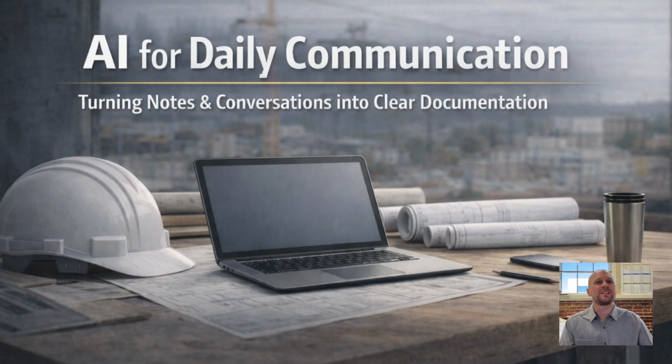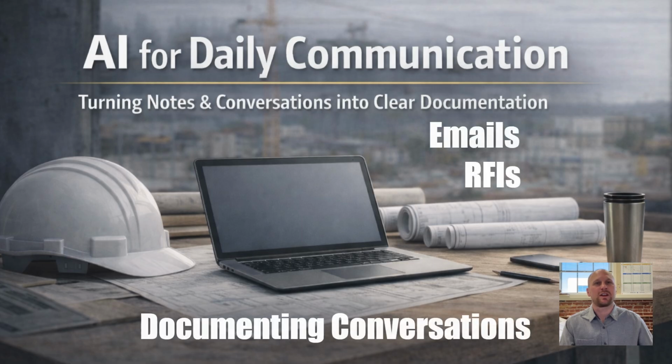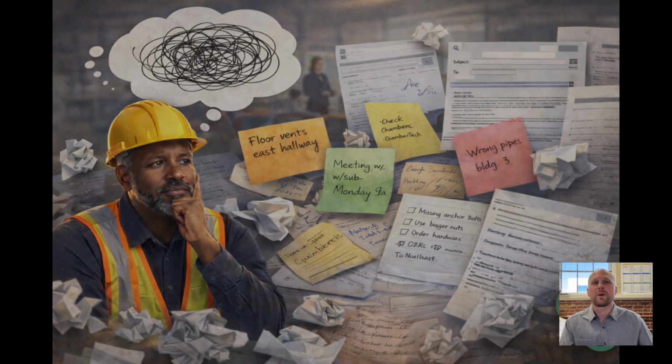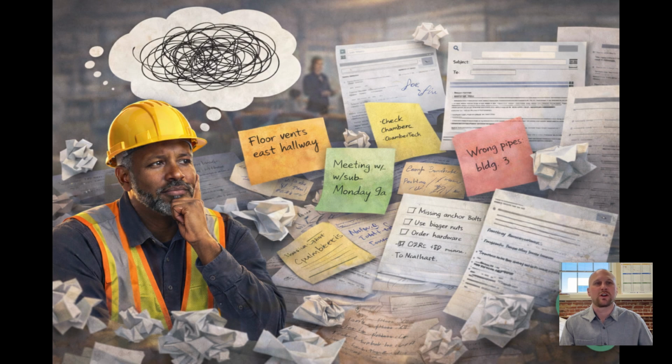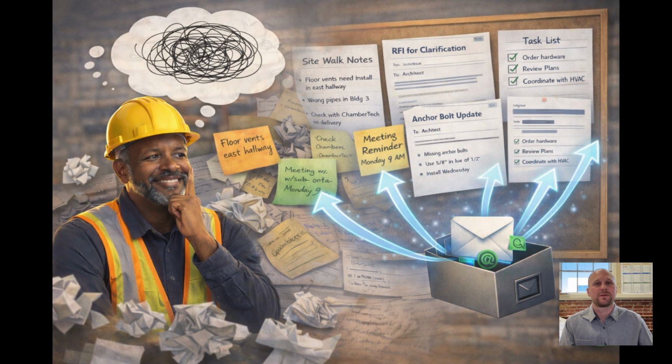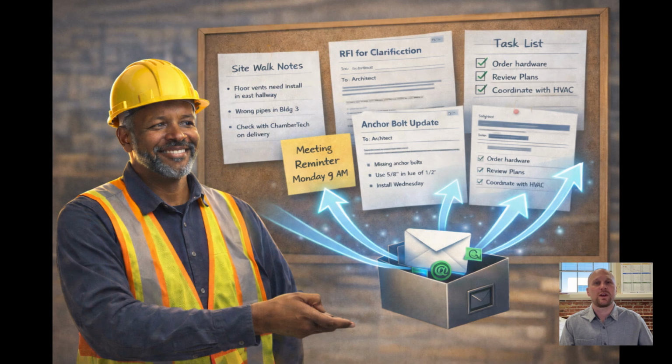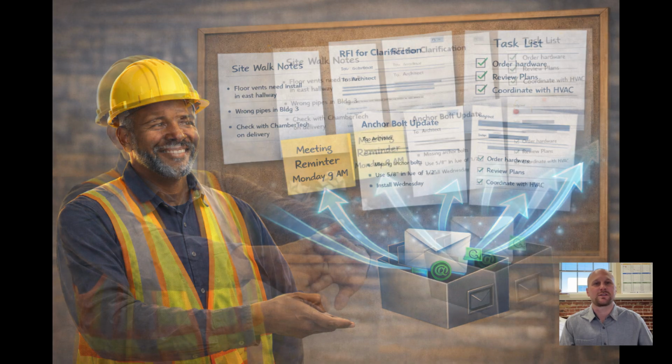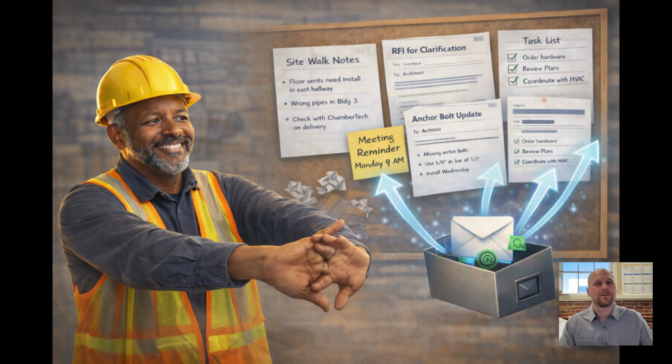Hey guys, in this video, I want to focus on a more day-to-day problem: communication, specifically emails, RFIs, and documenting conversations. Most of the information we need is already in our heads or scattered across notes, emails, and conversations. It's messy and unorganized. This video shows how we can use AI to organize that information and communicate it clearly and quickly. Said another way, the goal here is to organize information so we can document it, send RFIs, and communicate complex thoughts through email faster. Let me show you what this looks like.